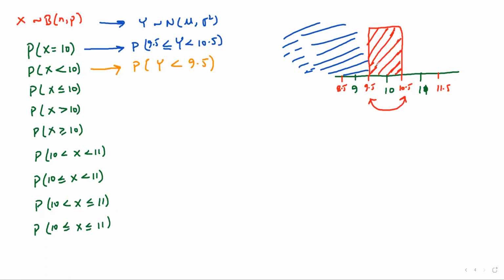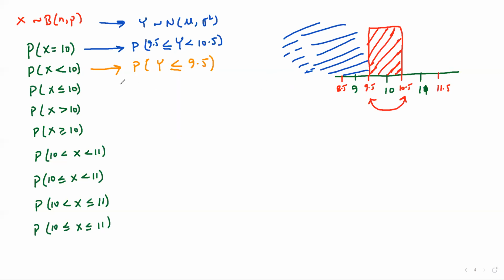You might object, wondering why am I writing it like this? Can it be equal to 9.5? Okay, no problem with that. This is continuous data. We are never bothered by this equal mark whenever we are dealing with continuous data.